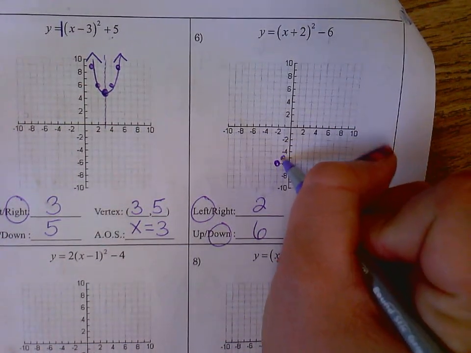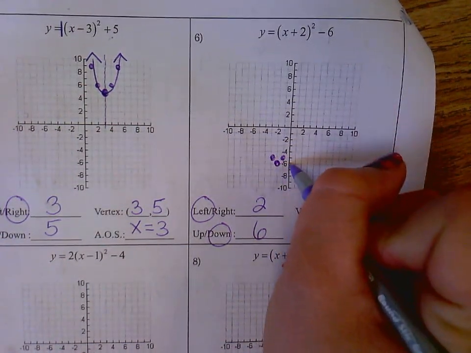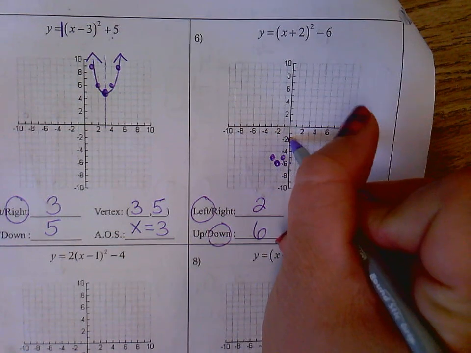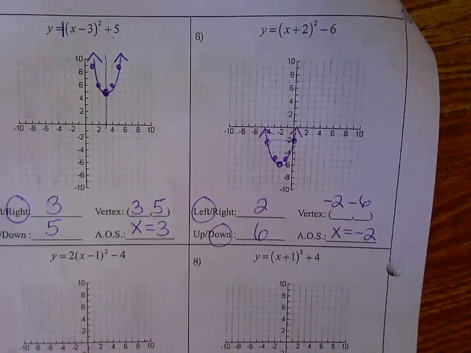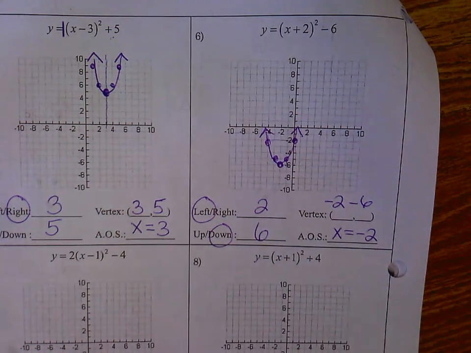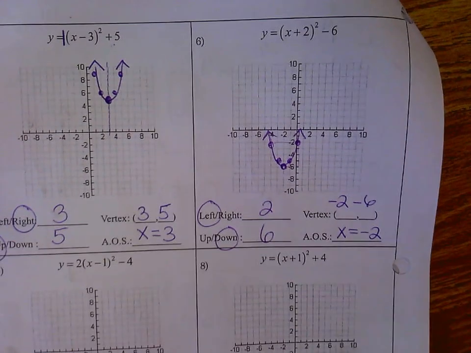And then it's the parent function from there, right? So over 1, up 1, and over 2, up 4. And then if you wanted to, you could go over 3, up 9. The biggest mistake I'm seeing is the lefts and the rights. So make sure you flip-flop it in your head.